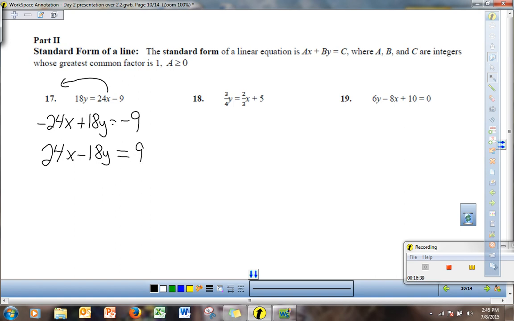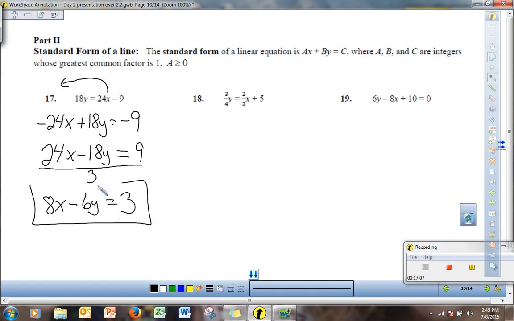And we're not done on this one. Hey, is there a number that goes into 24, 18, and 9? 2 doesn't, but 3 does. Since they have a common factor, I need to divide everything in here by 3. So I'm going to have 8x minus 6y equals 3. There's my final answer in standard form in this case.